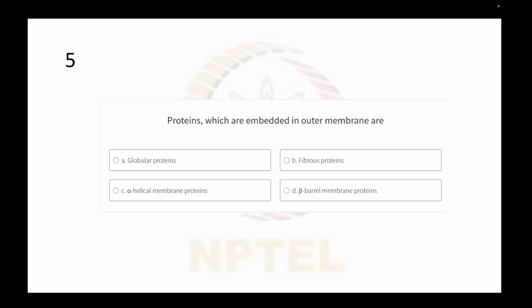So here now I have question 5, which is proteins which are embedded in the outer membrane are. Yeah, read all the options carefully. I'm asking proteins which are mostly observed in the outer membrane are. So the options have given us globular proteins, fibrous proteins, alpha helical membrane proteins, and beta barrel membrane proteins.